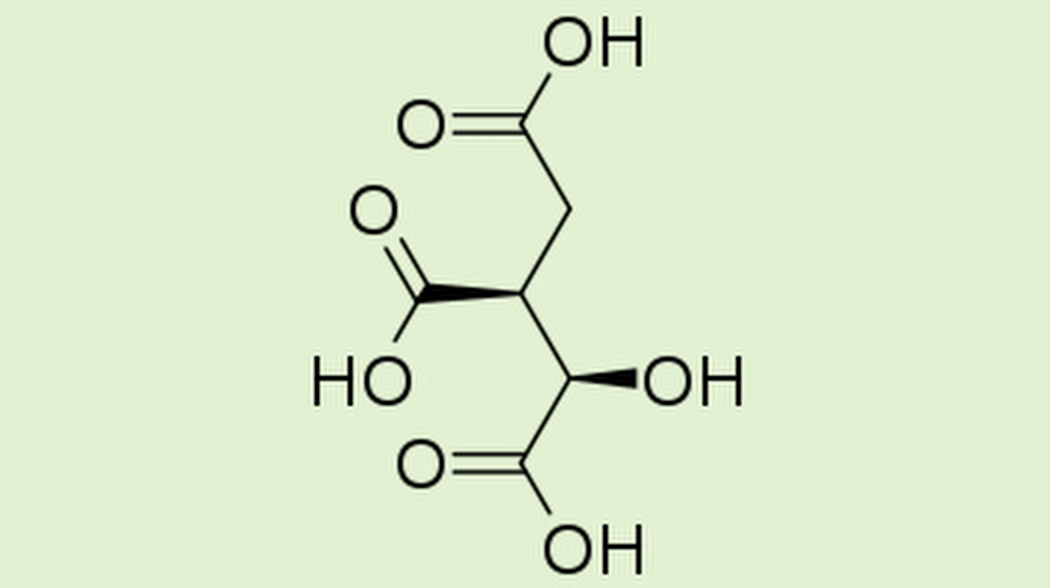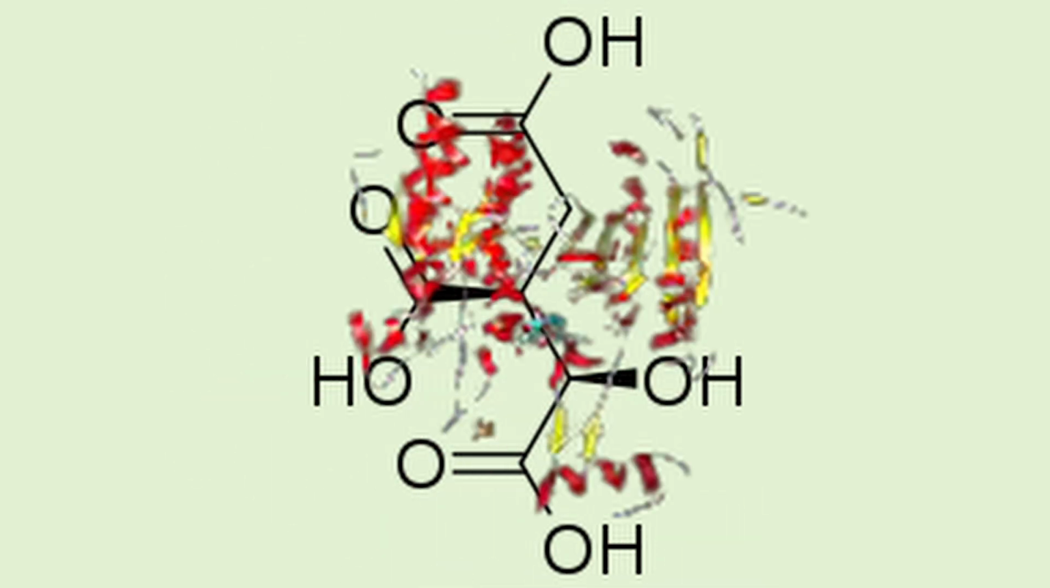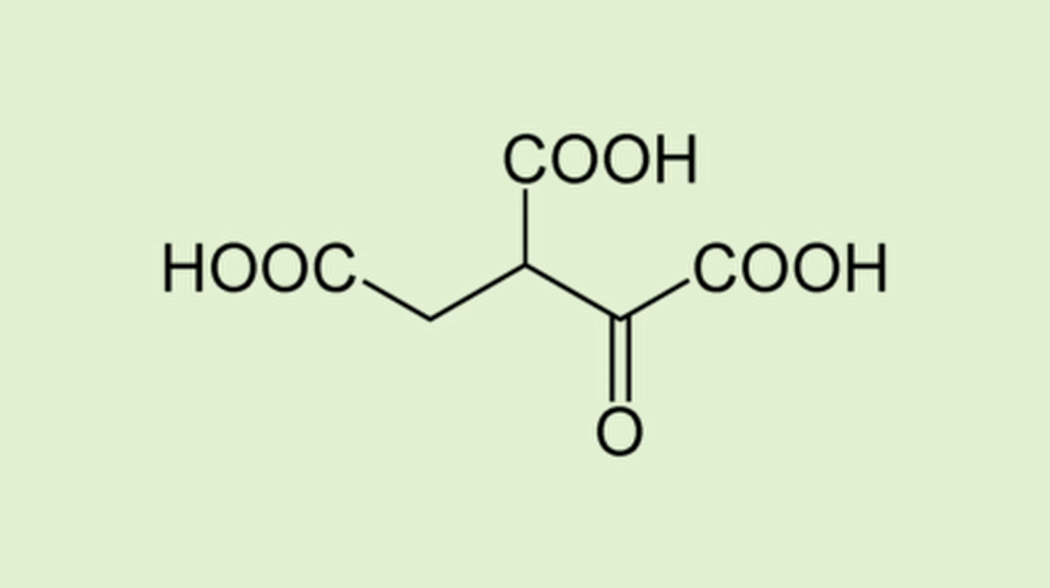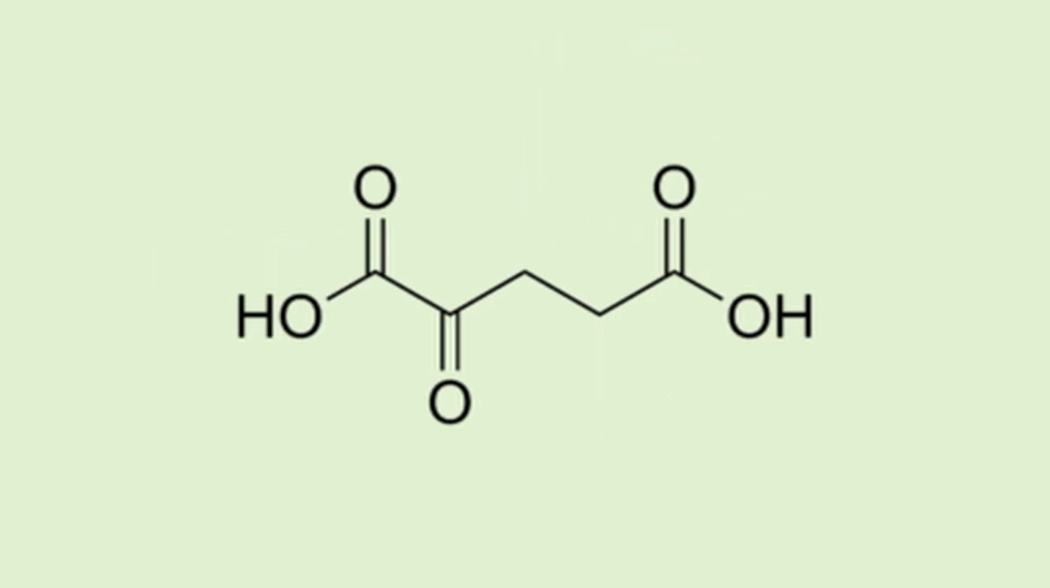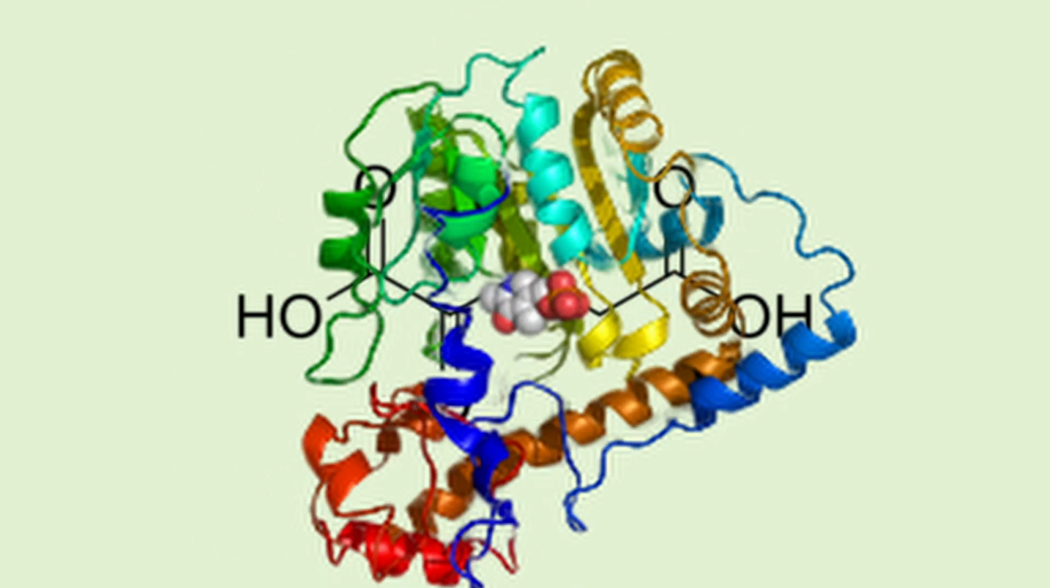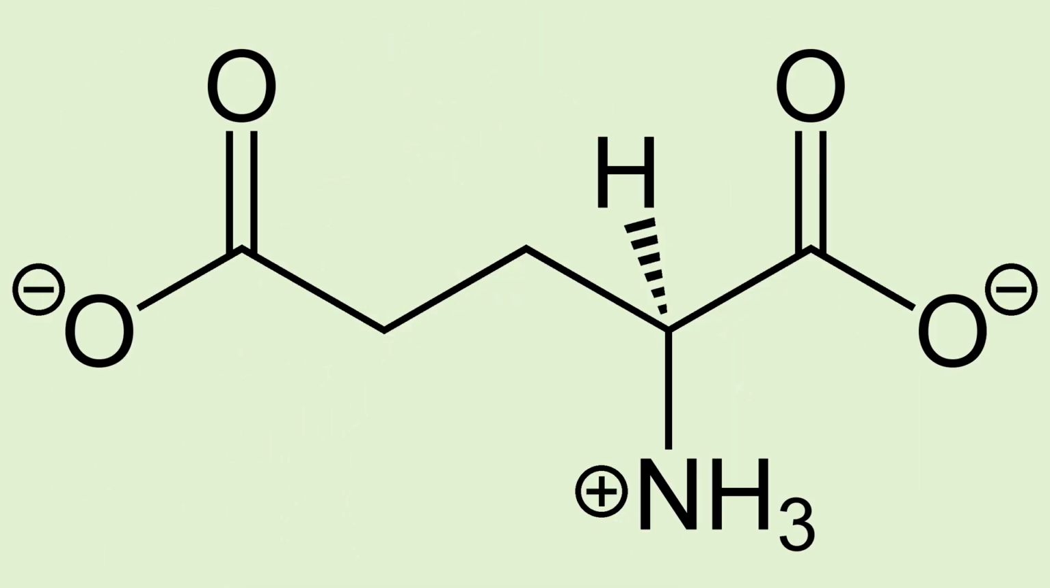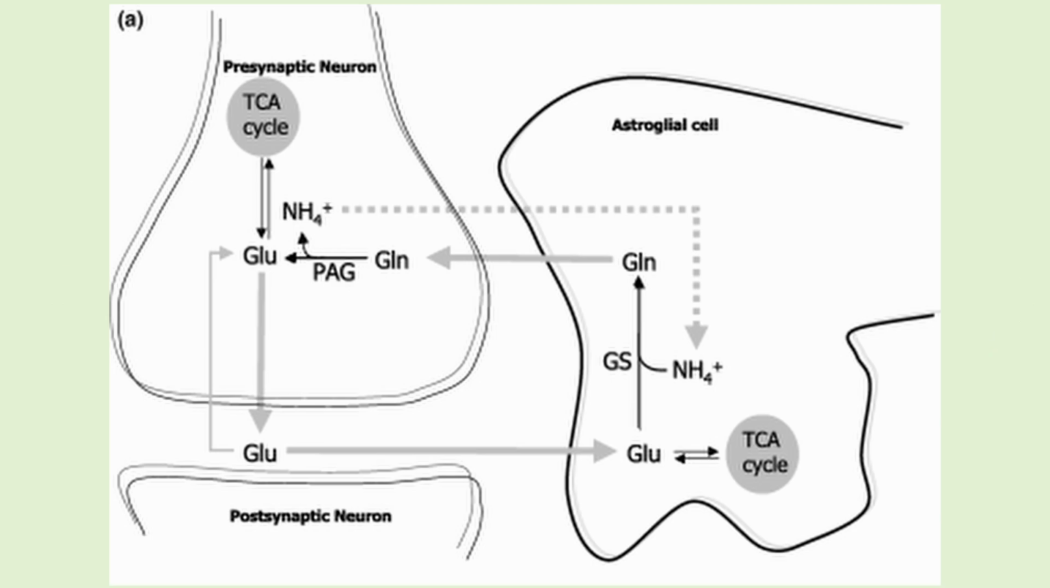This isocitrate can also be oxidized to oxalosuccinate, from which oxalosuccinate has its beta carboxyl group removed, after which alpha-ketoglutarate is formed. Aminotransferase transfers the alpha amino group to alpha-ketoglutarate to form glutamate, and from here the same process from the glutamate cycle occurs, from which glutamate is converted to glutamine via glutamine synthetase and can be transferred back to the presynaptic neuron.